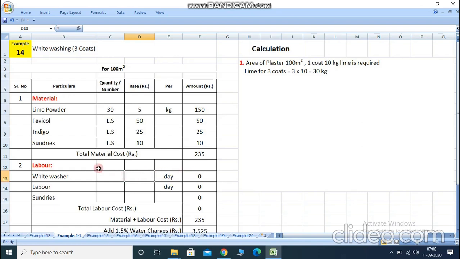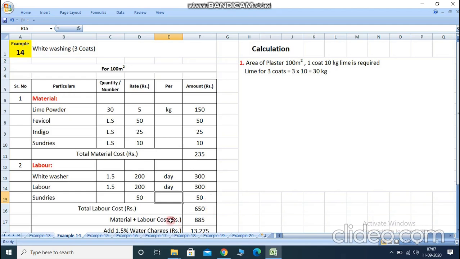Similarly for labor, a whitewasher required is 1.5, and labor required is 1.5. The per day rate of a whitewasher is 200 rupees per day. So 200 multiplied by 1.5 is 300, and 200 multiplied by 1.5 is 300, and 50 rupees we take as an extra cost. Here the total amount is 300 plus 300 plus 50, equal to 650.